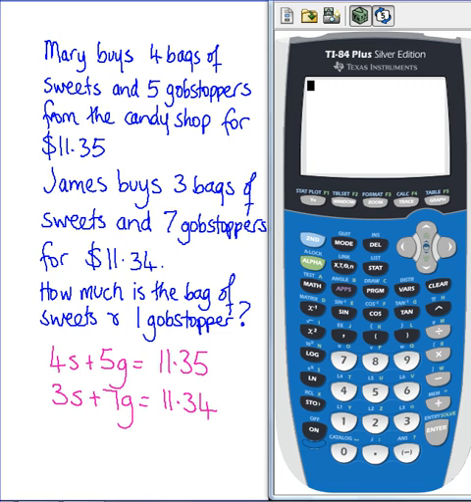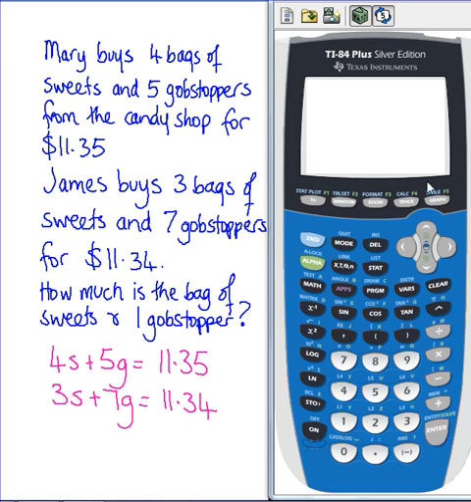So your first step in these questions is to write out an equation. Choose a symbol to represent the bag of sweets, so I've chosen S, and a symbol to represent the gobstopper, I've chosen G. And we just turn that sentence into an equation. So for Mary we have 4S for the 4 bags of sweets plus 5G equals 11.35. And for James we have 3S plus 7G equals 11.34.